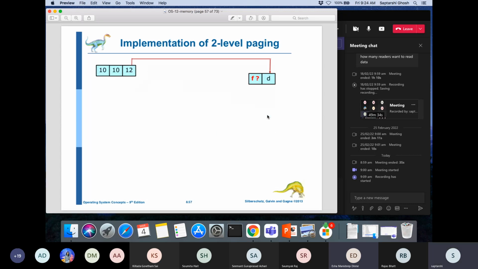So suppose this is the scheme. We have this logical address. We have a two-level page table, a main page table and an outer page table. The main page table is divided into pages, so we have pages of the main page table and an outer page table, which is contiguous. And we have this three-part logical address, P1, P2, and D. D is simple. D is the offset within the data page, so we directly use that.